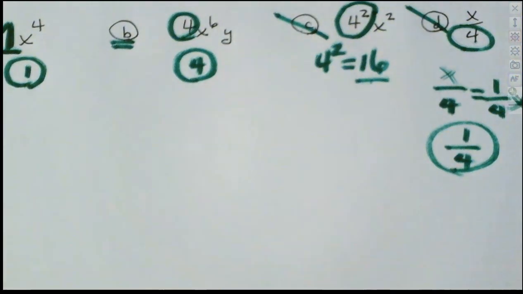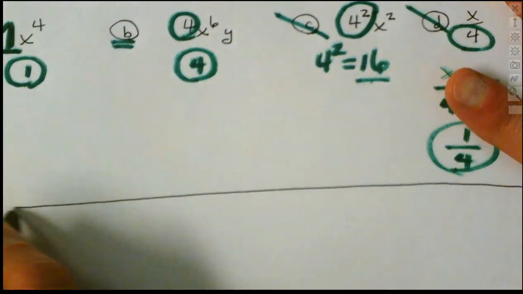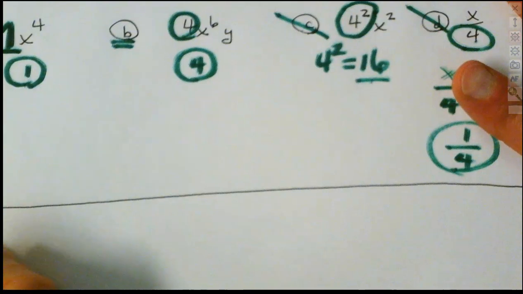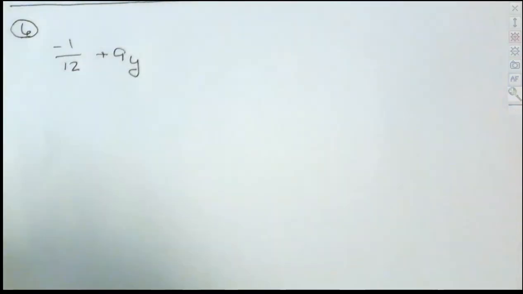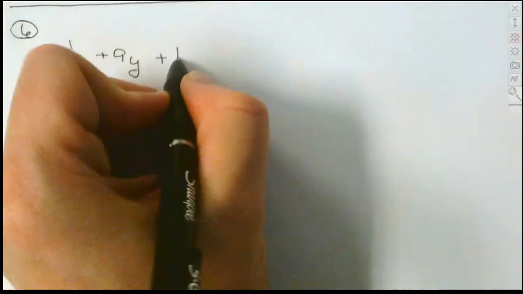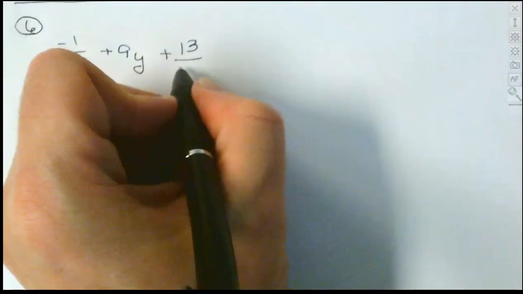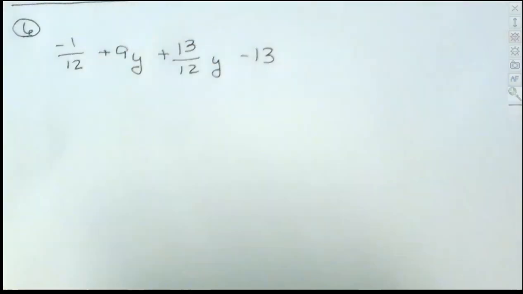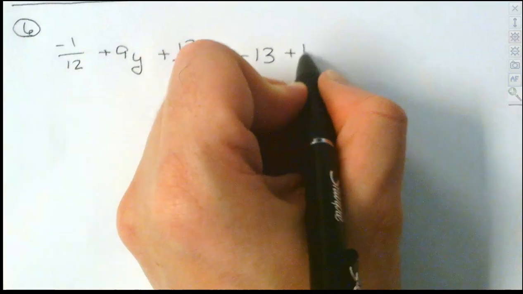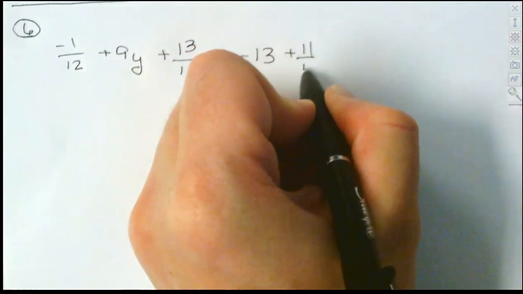Question 6. Question 6 has got fractions. So we're going to take our time and combine these fractions together. So we have minus 1/12 plus 9y plus 13/12 y minus 13 plus 11/12 y.